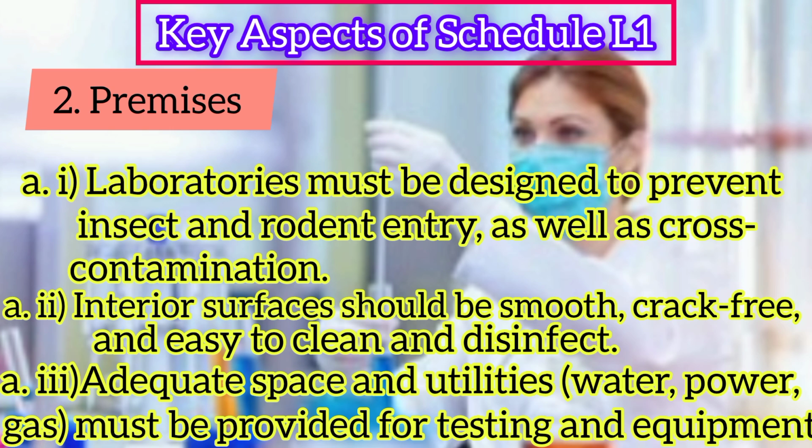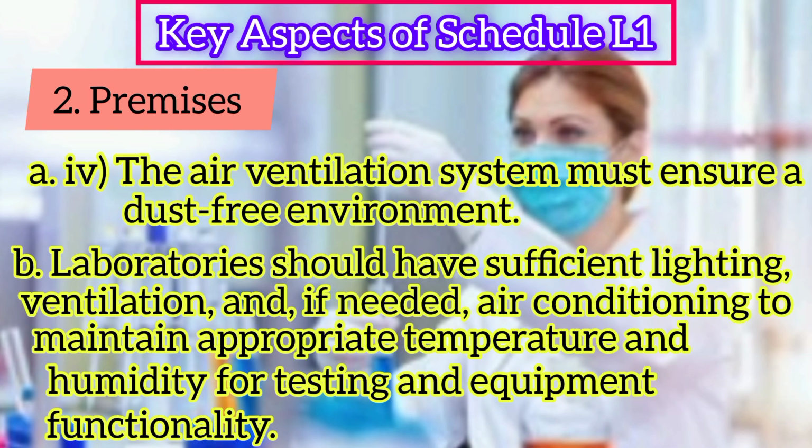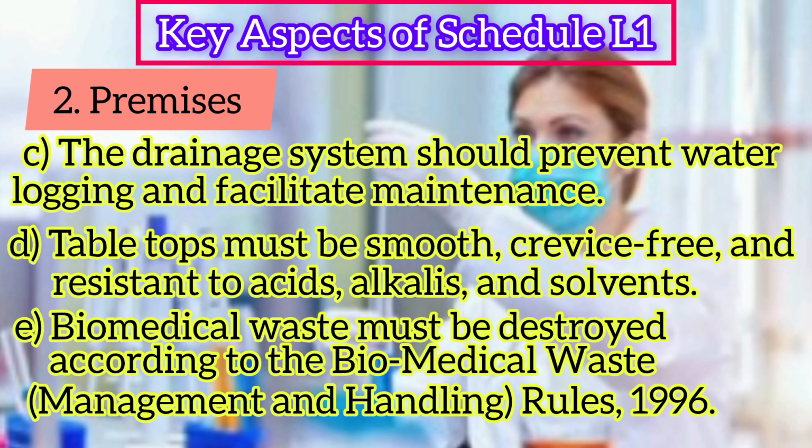2. Premises. A1. Laboratories must be designed to prevent insect and rodent entry, as well as cross-contamination. A2. Interior surfaces should be smooth, crack-free, and easy to clean and disinfect. A3. Adequate space and utilities, water, power, gas must be provided for testing and equipment. A4. The air ventilation system must ensure a dust-free environment. B. Laboratories should have sufficient lighting, ventilation, and, if needed, air conditioning, to maintain appropriate temperature and humidity, for testing and equipment functionality. C. The drainage system should prevent water logging and facilitate maintenance.